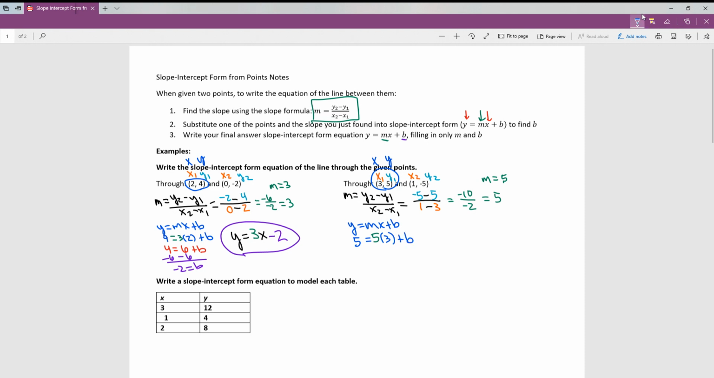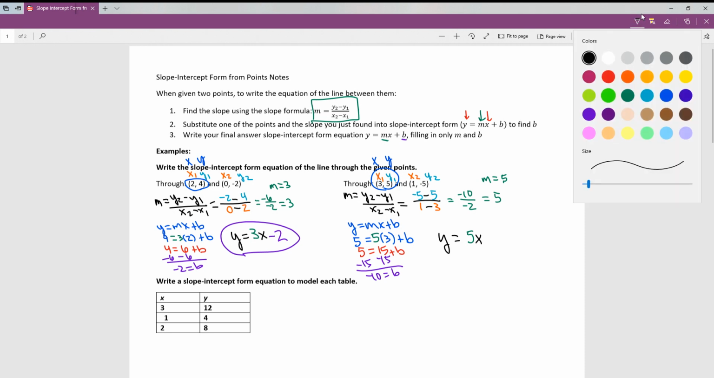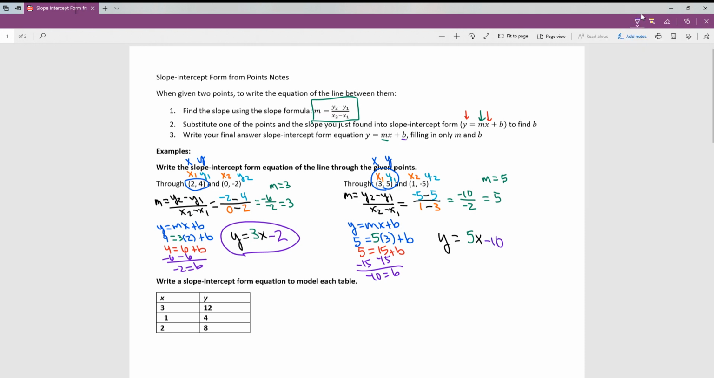B stays the same because that's what we're trying to find. Simplify what you can. 5 times 3 is 15. And then solving that equation to get b by itself, I subtract 15 from both sides, and I get negative 10 for my b. I now have m and I have b, so I have all the ingredients I need to write my final answer equation. Y equals our m number, which was 5, x, and then our b number, which was negative 10 or minus 10.